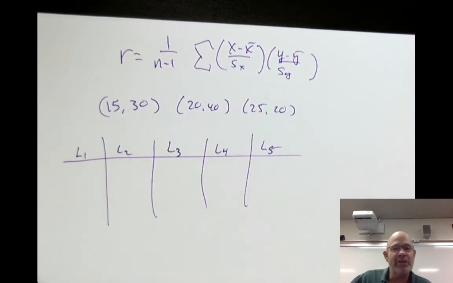I'm going to show you how to do this correlation on the calculator. Very similar to the way we did the line of best fit. So I just wrote the formula down there, again, that I talked about in the last video. R is 1 divided by n minus 1, n being the number of data points, times the summation of x minus x bar over the standard deviation of x, times y minus y bar over the standard deviation of y. So I just use 3 little simple points here.